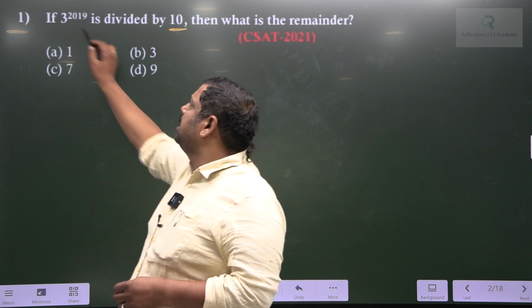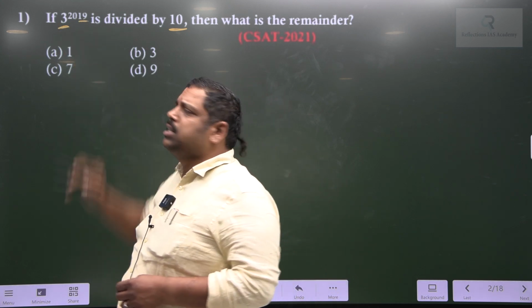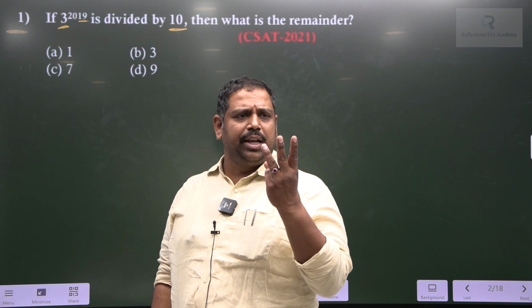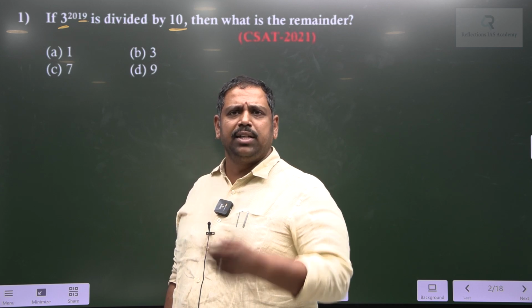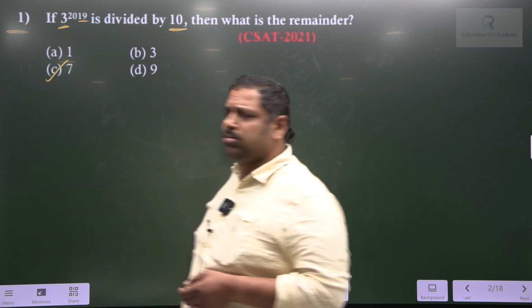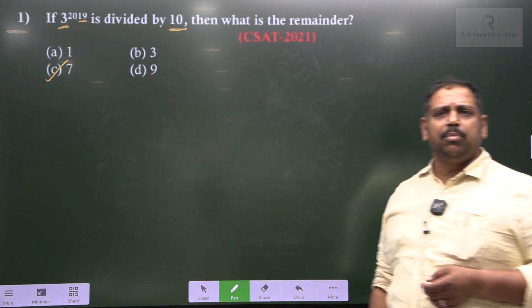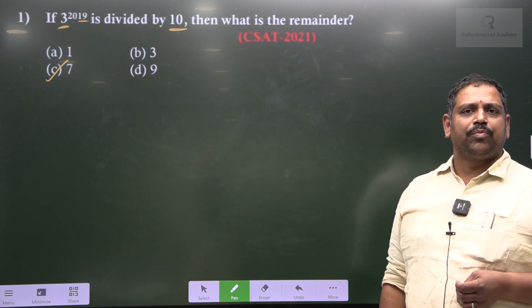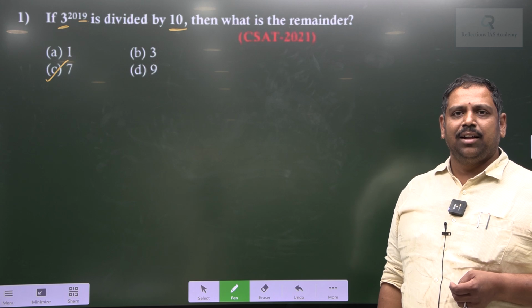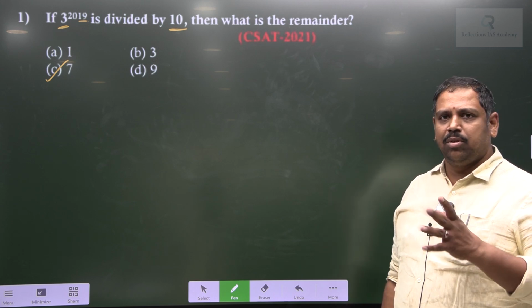If you want the units place, for 3 the periodicity is 4. Last 2 digits divided by 4, remainder is 3, means 3 cube. 3 cube is 27. 27 means 7 is the answer. No need of even happen, right? Got it? Yes or no? Don't you understand?